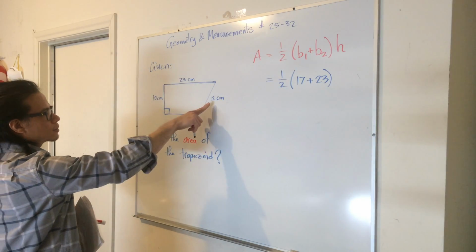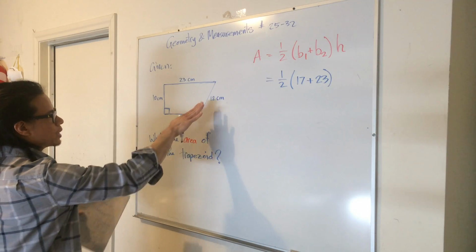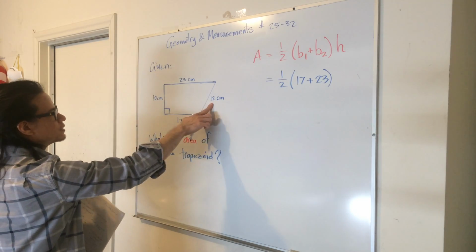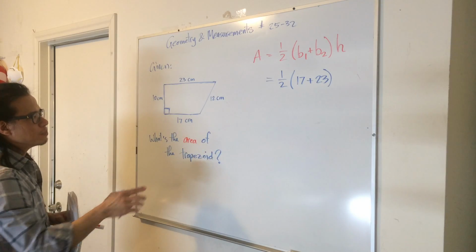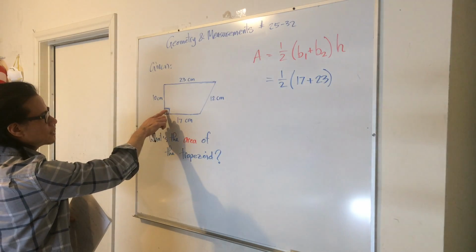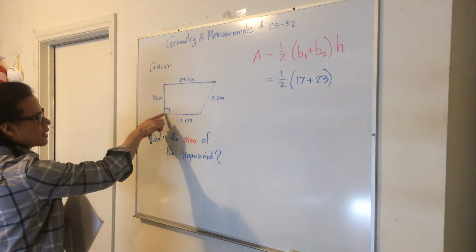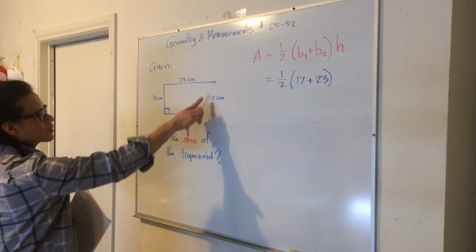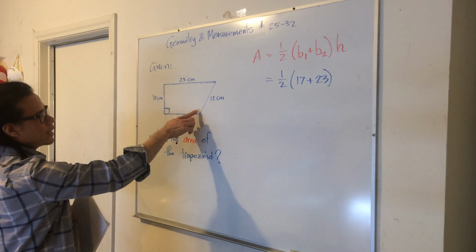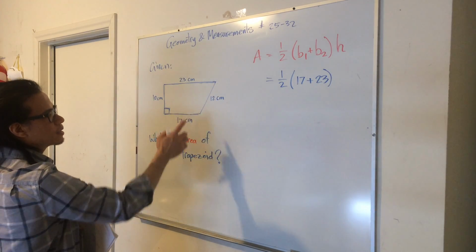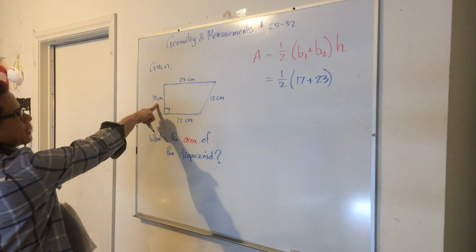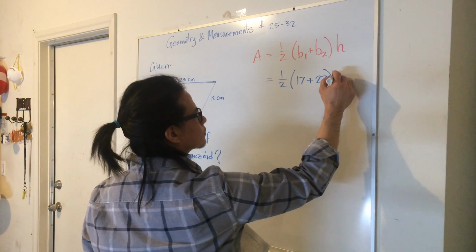Remember, you come to a crossroad where you need to decide, is this the height or is this the height? Remember, the height will be perpendicular to the base. So see how this side is at 90 degrees to the base? This side is not at right angle to the base. So this will be our height here, 10.